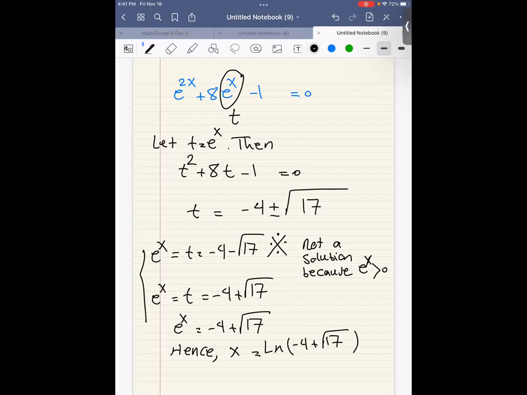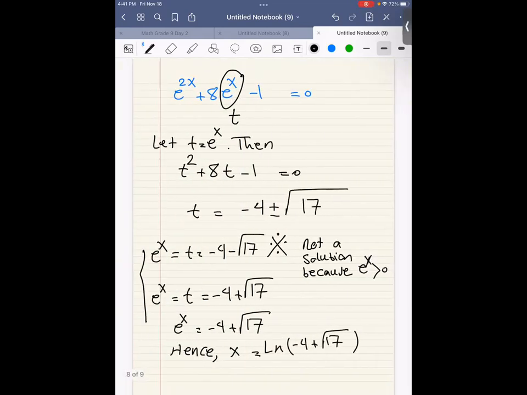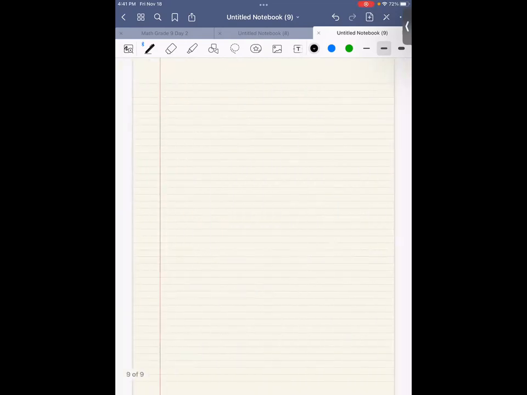Now I want you to solve this equation. This is example 1, like A. B: 2 times sine hyperbolic of x plus cosine hyperbolic of x equal to 3. Solve this equation.